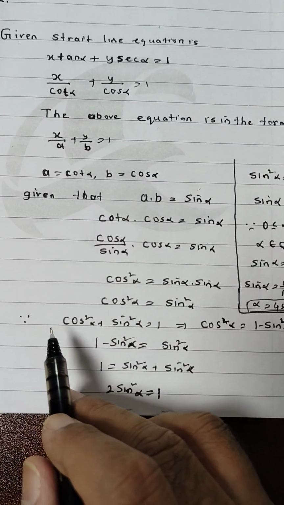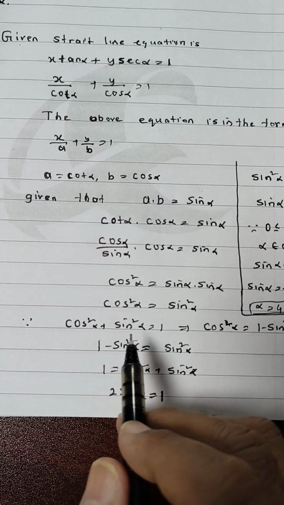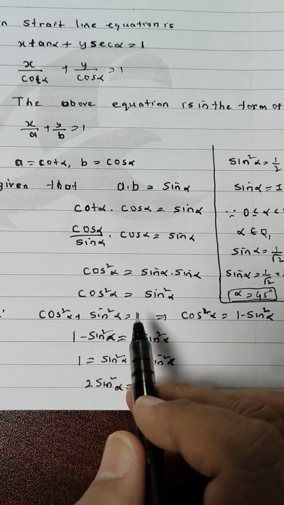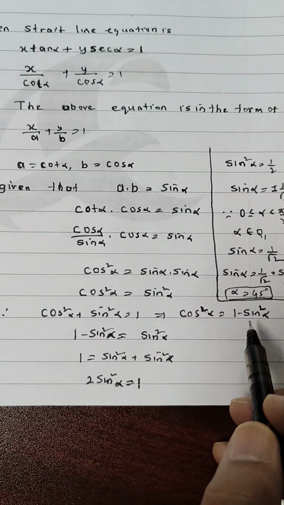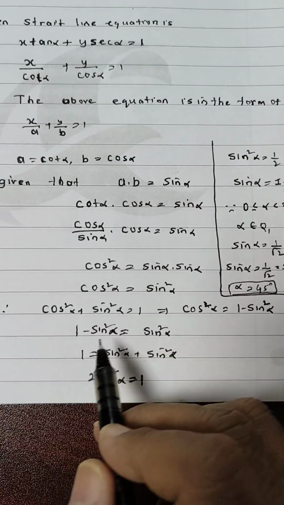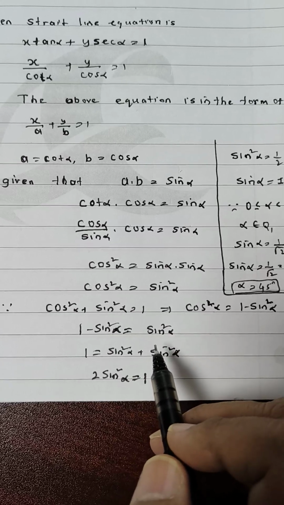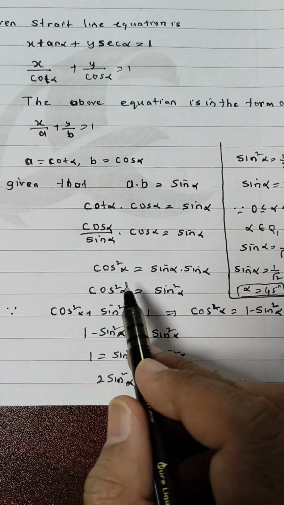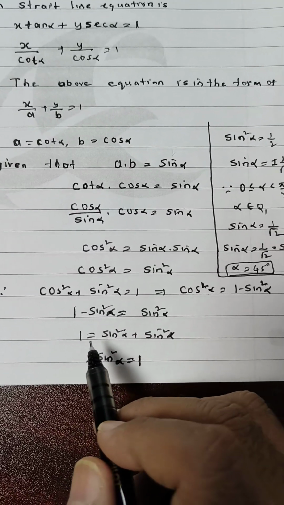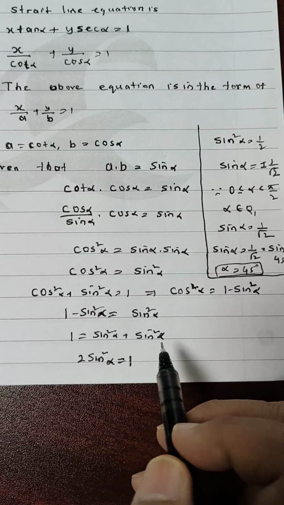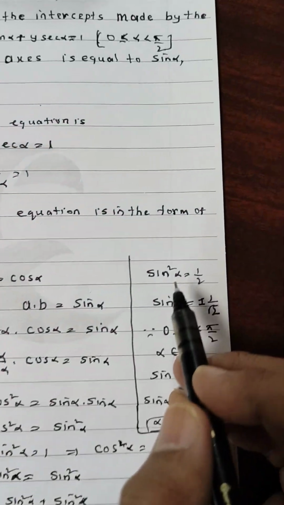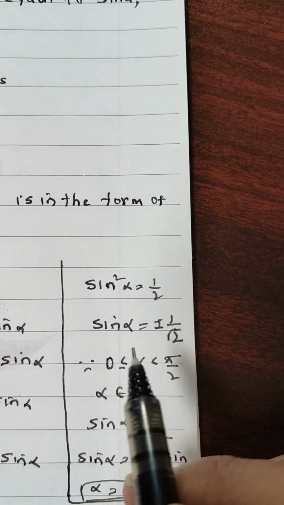As we know from the fundamental identities of trigonometry, cos square alpha plus sin square alpha is equal to 1. If you transpose sin square alpha to the right hand side, you will get cos square alpha is equal to 1 minus sin square alpha. Therefore, cos square alpha is replaced with 1 minus sin square alpha, and this is sin square alpha. Now if I transpose this to the right hand side, you will get 1 is equal to sin square alpha plus sin square alpha. Therefore, 2 sin square alpha is equal to 1, so sin square alpha is equal to 1 by 2.